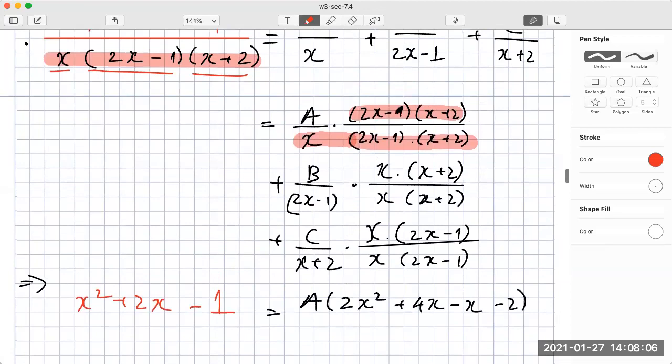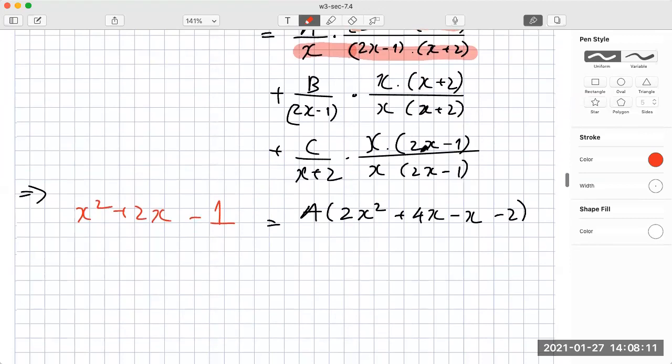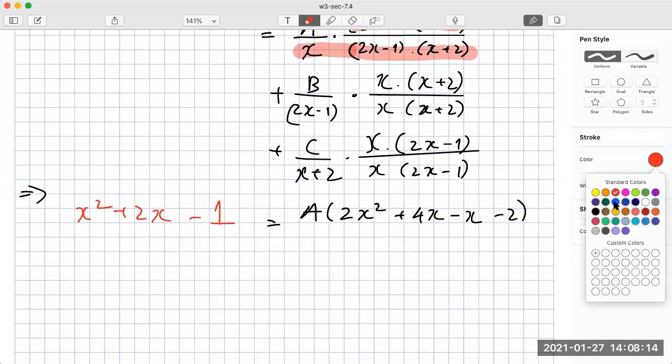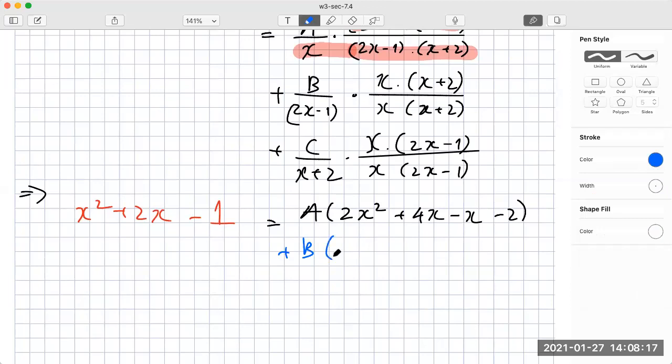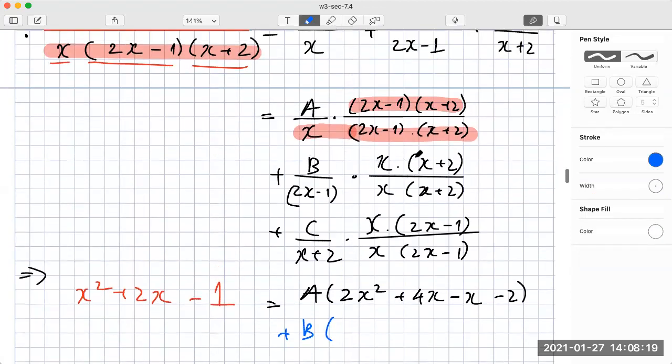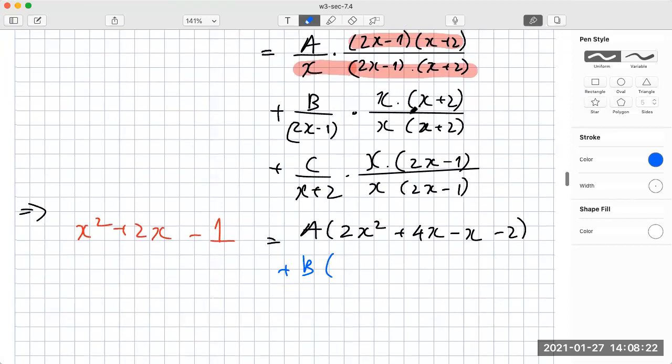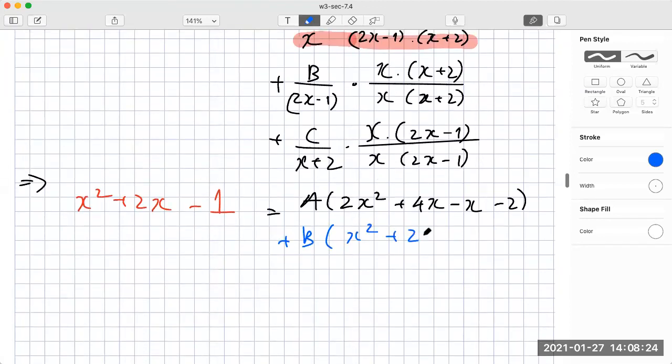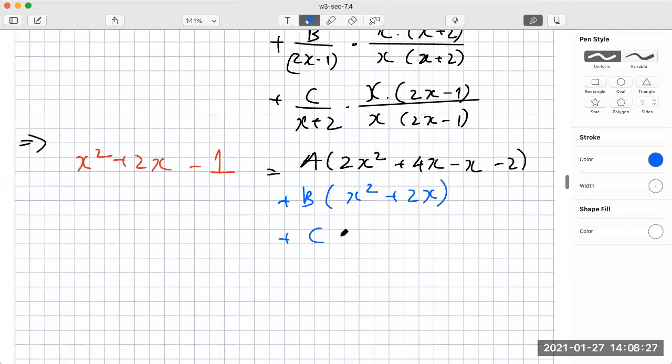Should be the numerator of these on the right-hand side, sum of them, right? So the second terms will be b times, what is it? Very good. And c times? Very good. Okay. We do two things at the same time here, but is it clear for you all? Any question?